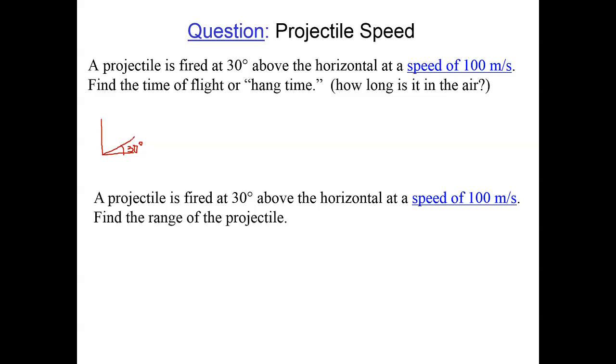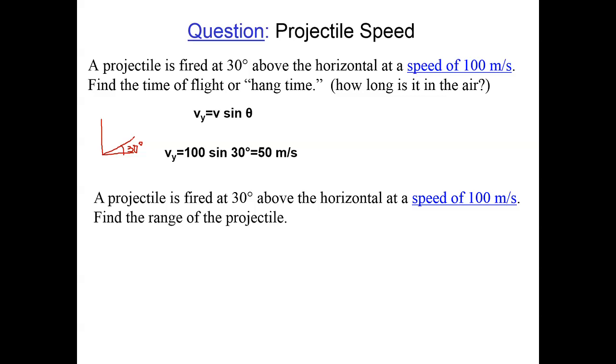So to find that, we use our vector components, right? That means we multiply the magnitude of the velocity by the sine of theta to get the y component. So our velocity is 100 times sine of 30, which means it is 50 meters per second in the y direction. So the initial velocity is 50 meters per second in the y direction.